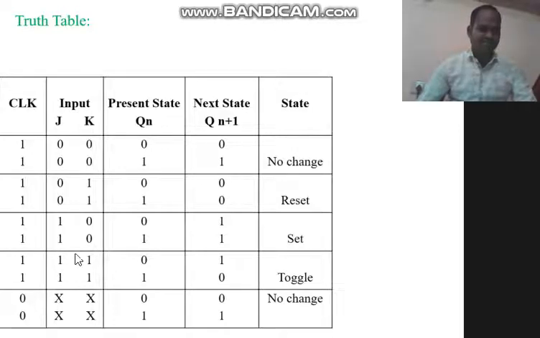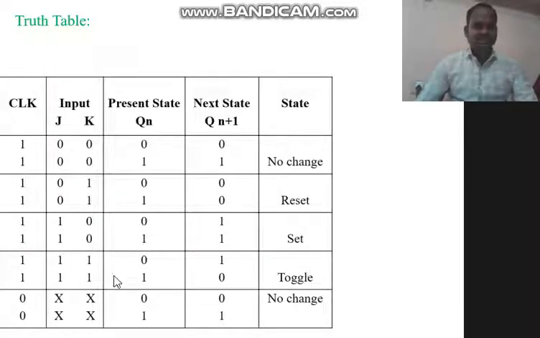In the JK flip-flop, J is equal to 1 and K is equal to 1, present value 0, next value 1. If J is equal to 1 and K is equal to 1, present value 1, next value 0. So the present and next values are quite opposite. 0 is converted to 1, and 1 is converted to 0. This change condition is called the toggle condition. Toggle means 0s are converted to 1s and 1s are converted to 0s.